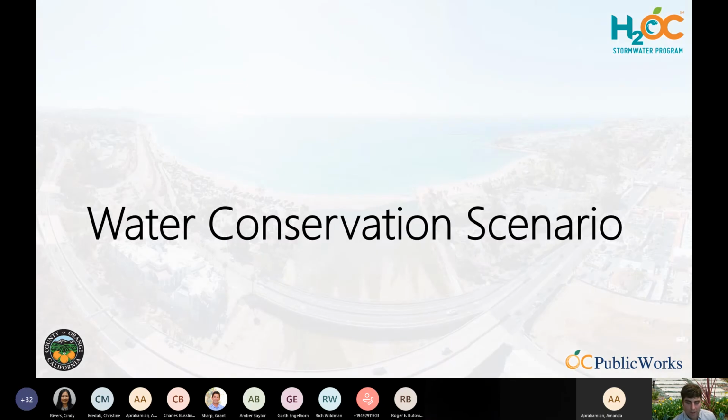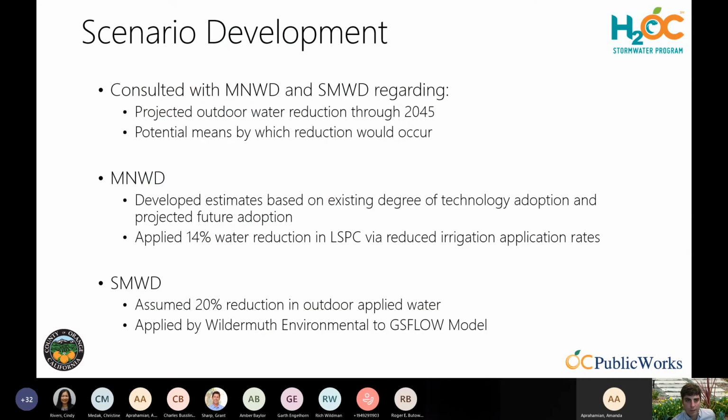So for the water conservation scenario, we wanted this to be reasonable. We wanted to sort of bracket an upper range of what people think is reasonable moving into the future in terms of additional reduction in outdoor water usage. And so we consulted with 2 partners in this, Moulton and Santa Margarita Water District. We did a lot of work with Moulton to figure out what level of existing technology adoption exists in the watershed, and then how much further they think this could go in the future.